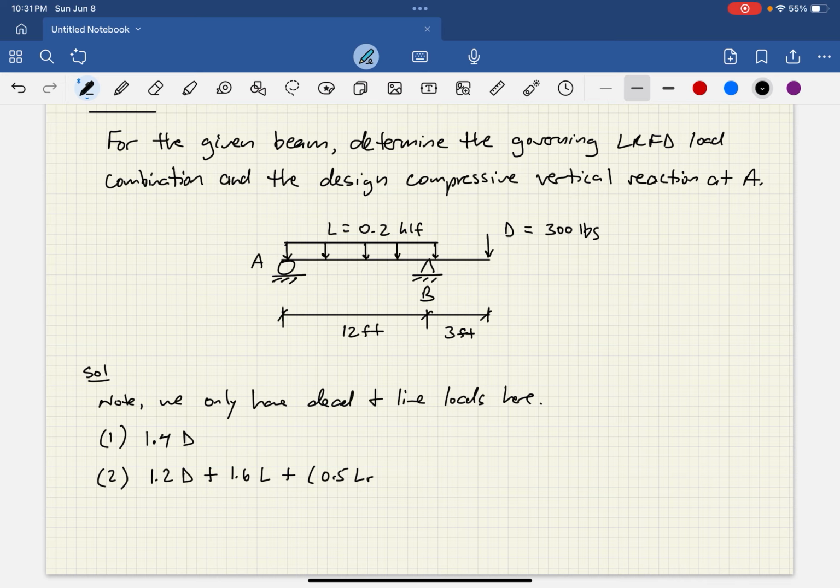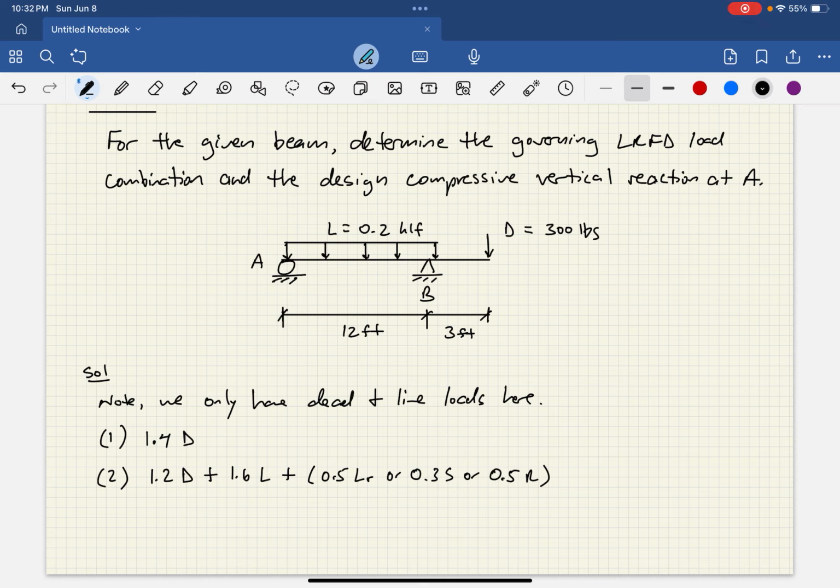The next applicable load combination is 1.2 dead plus 1.6 live plus another term, 0.5 roof live load, or 0.3 times a snow load. I'm sorry, this is roof live load. Did I say that wrong? Roof live load is this L sub R. And then we say or, excuse me, 0.5 rain load, capital R.